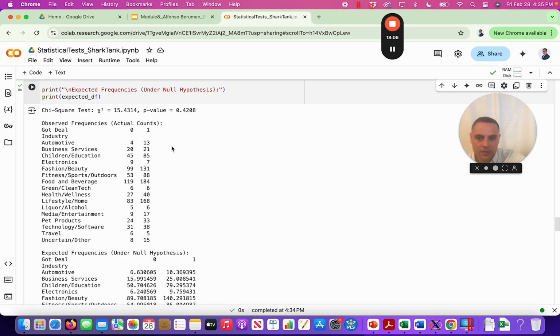So with the chi-square here, you can infer that our p-value is not less than 0.05. In fact, it's much larger, it's 0.4208. Because it's larger, we can't suggest that there is a relationship between industry and whether or not the startup got a deal or received a deal.